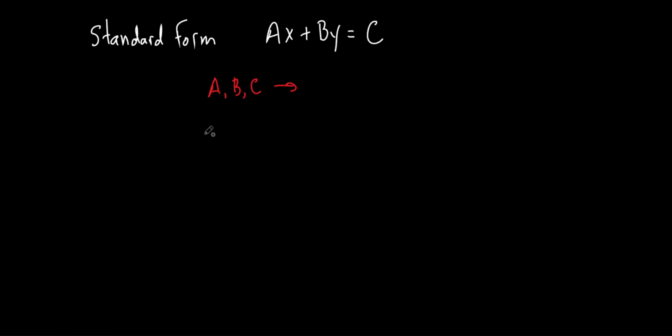Positive or negative? Integers, that's the word. If you look in your notes, you'll see this word, integers. Integers can be positive or negative or 0, because 0 is not either positive or negative. But they got to be integers, which means they can't be what? Fractions. They can't be fractions or decimals. So A, B, and C have to be integers.